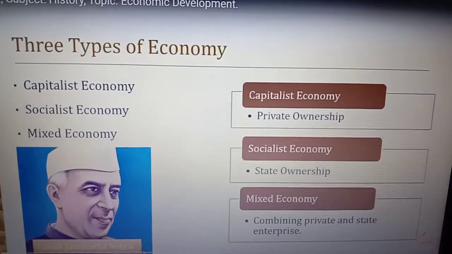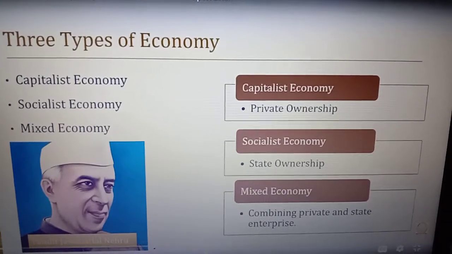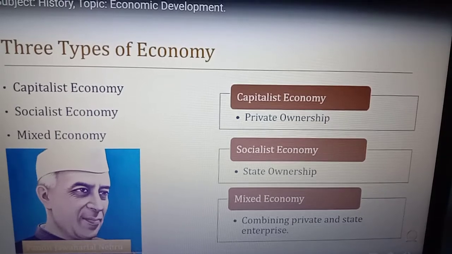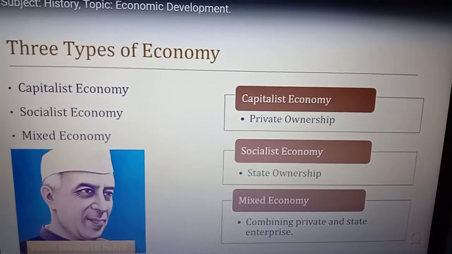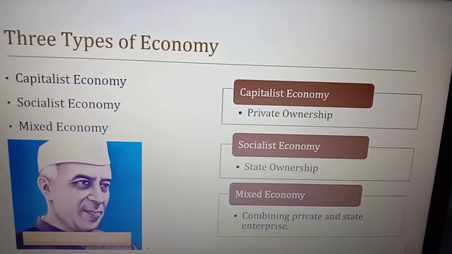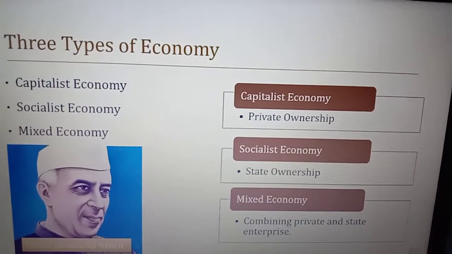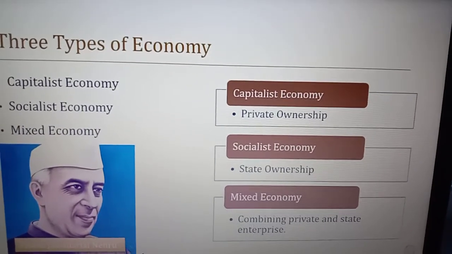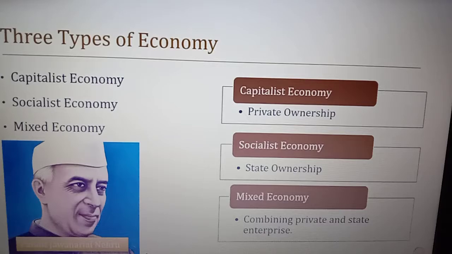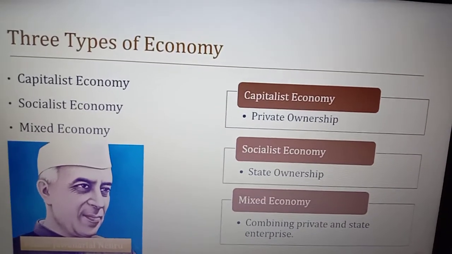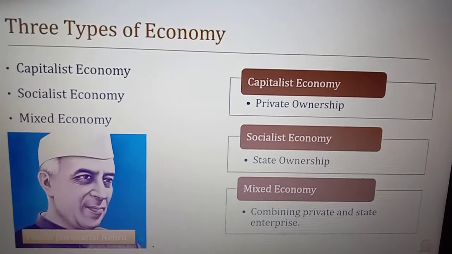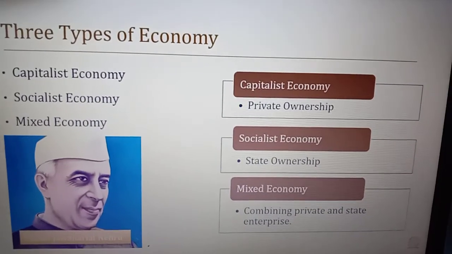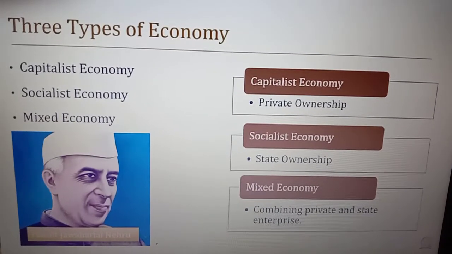Each type of economy had its own advantage, but India is a country which has a mixed economy. We have capitalists and industrialists, and also a socialist economy, where the society is part of state ownership. The state has the ownership of that economy, the money matter. Private capitalist means private ownership. Mixed economy means it's a mixture of private and state enterprise. So that is about the mixed economy.